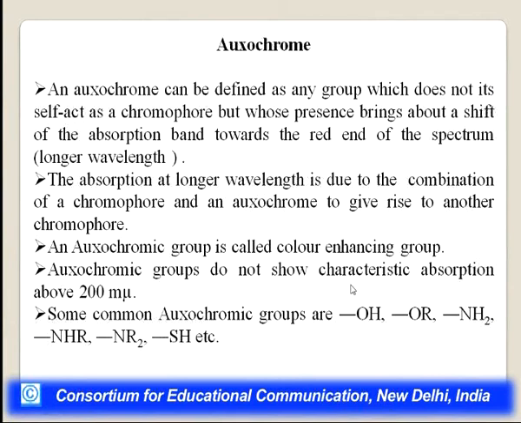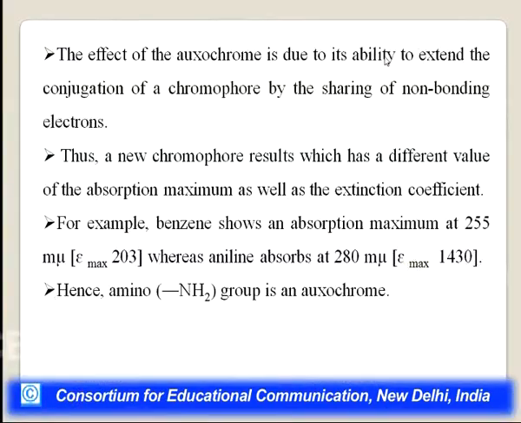Auxochromic groups do not show characteristic absorption below 200 millimicron. Some common examples of auxochromic groups are OH hydroxyl group, OR alkoxy group, NH2 amino group, NHR substituted amine, NR2 another substituted amine, and thiols SH, etc. The effect of an auxochrome is due to its ability to extend the conjugation of a chromophore by sharing the non-bonding electrons. Thus, a new chromophore results which has a different value of lambda, that is absorption maximum, as well as epsilon maximum, that is extinction coefficient.